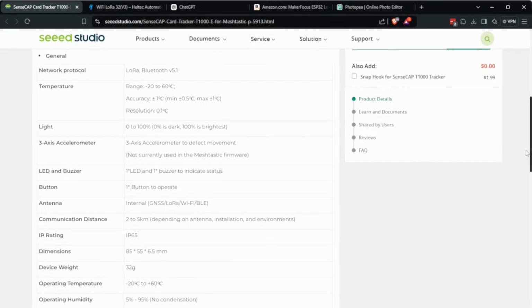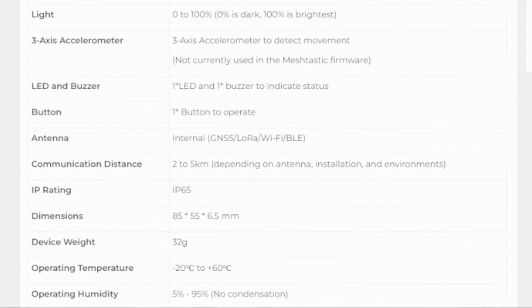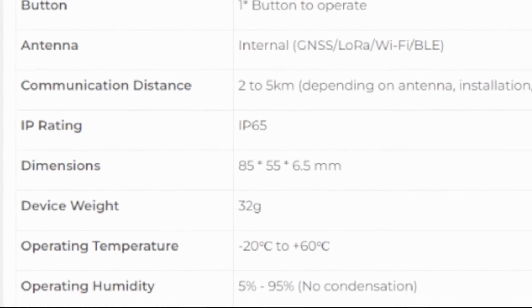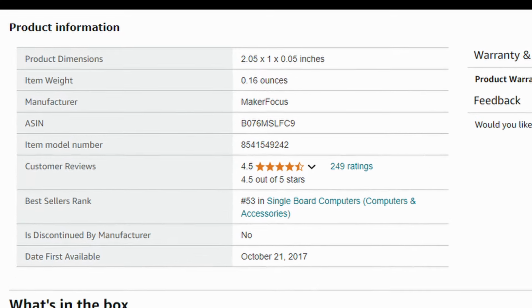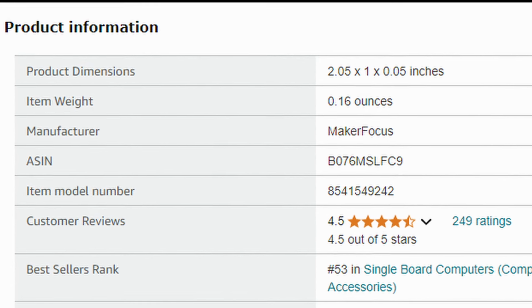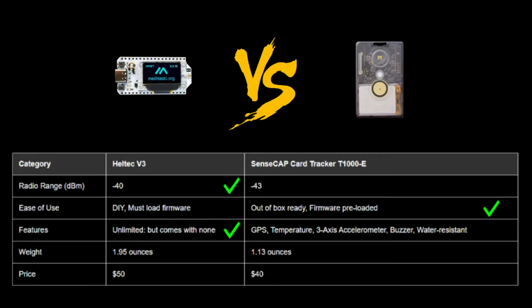In terms of weight, the T1000-E is slightly lighter once you fully build out the Heltec V3 to a comparable state. While this difference may not matter to most, it could be significant for hikers who need to minimize every ounce.